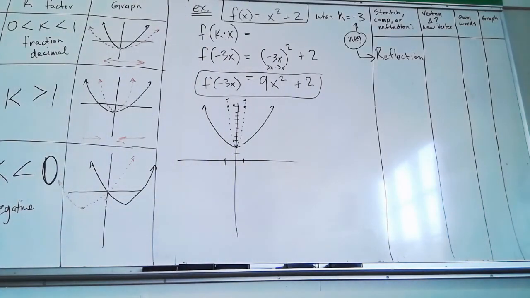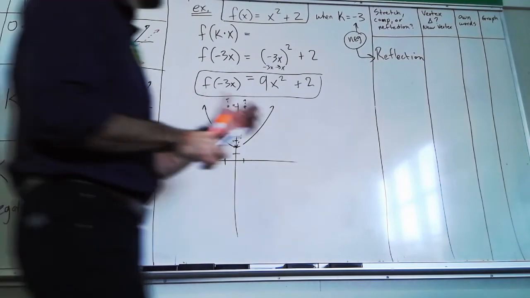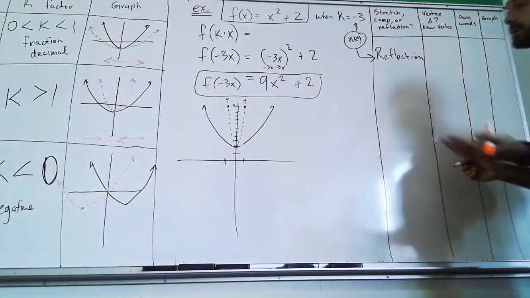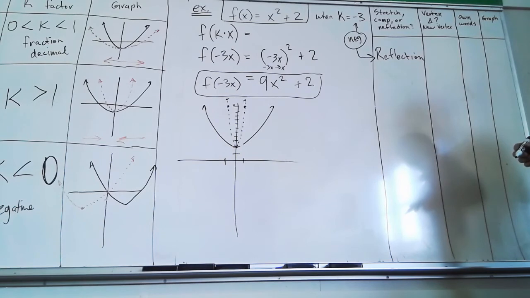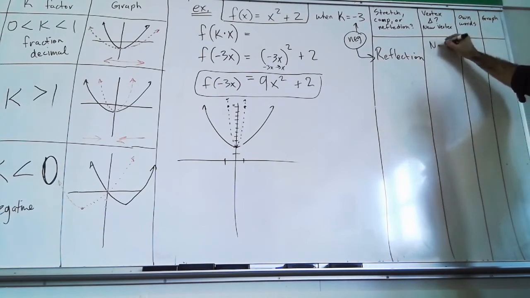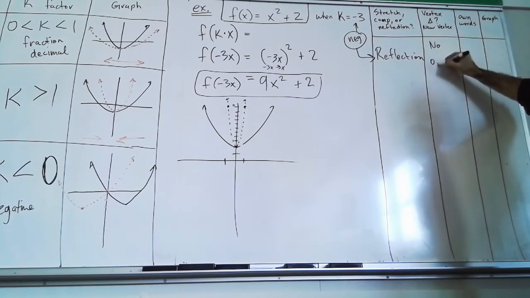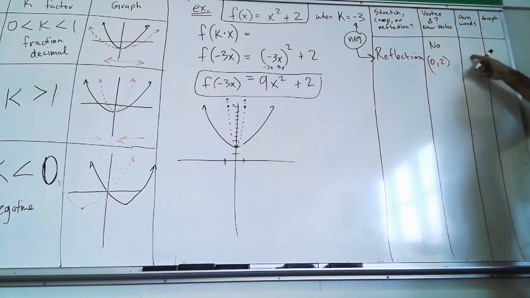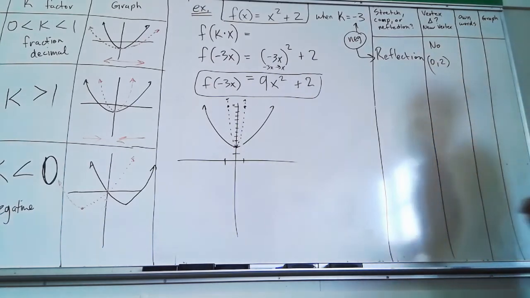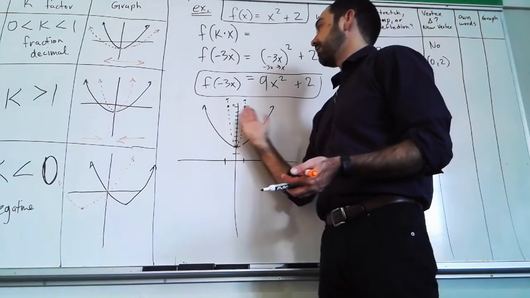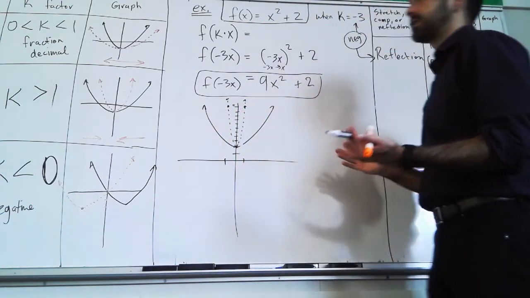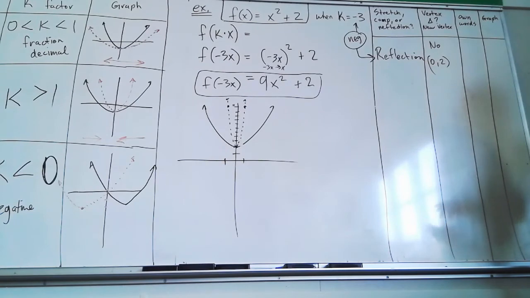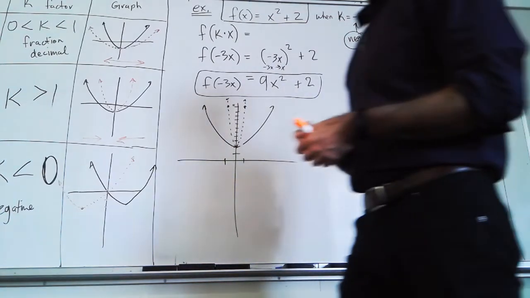Okay, so we're going to go ahead and go with reflection. Does it have a new vertex in this case? Look at both of those. What do you think? No. So we still have the vertex at 0, 2. All right. In your own words, I would say that there was a reflection over the y-axis and also a compression. To graph this, I just graphed it right there. So you see, we can do the graph, and that's what we need to accomplish today.